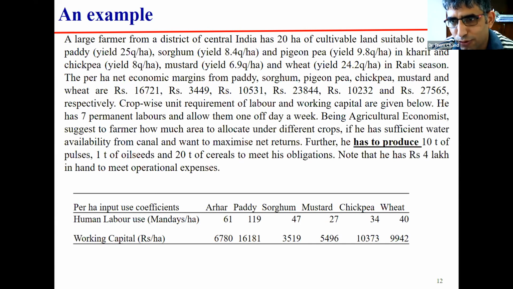Further, he has to produce 10 tons of pulses, 1 ton of oilseeds, and 20 tons of cereals to meet his obligations, because he has to give this much quantity of cereals, pulses, and oilseeds to his laborers. Note that he has 4 lakh rupees in his hand to meet operational expenses. Can you formulate this problem?